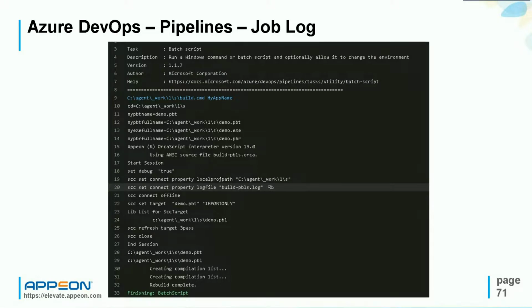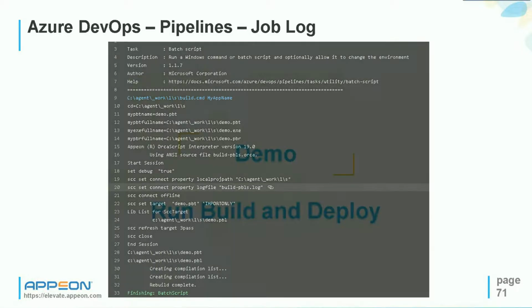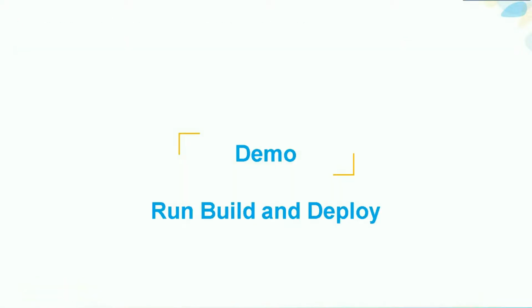So then I check in a change, and it gets the latest source code, and then the Orca Script runs and rebuilds the pibbles, and then the build runs and it rebuilds the executable and the PBDs, and there you have it. Okay, now we're going to actually do a real build and deploy in real time. I hope it goes well.